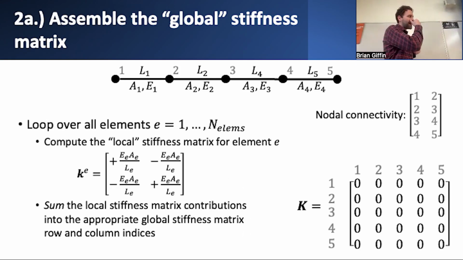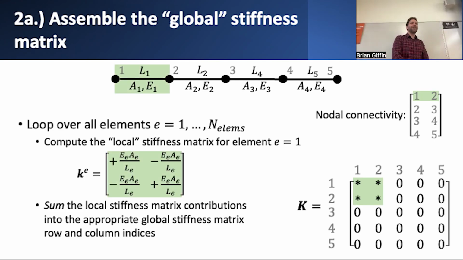All right, to actually assemble the stiffness matrix, again, this is recap. You've already gone through this exercise. All you have to do is loop over each individual element, compute what is the local stiffness matrix associated with that element, and then sum that resulting local stiffness matrix for that element into the global stiffness matrix for the whole structure.